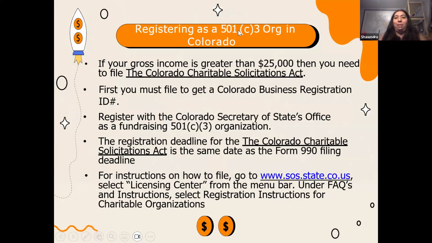All right, registering as a 501c3 org in Colorado. Now, if your gross income is greater than $25,000, you will still need to file under the Colorado Charitable Solicitations Act. I had these a little bit confused on the slides, and I apologize for that. We can still fall under the Colorado PTA's tax exemption. However, if you make over $25,000, each PTA will likely still need to be registered as its own 501c3 organization.